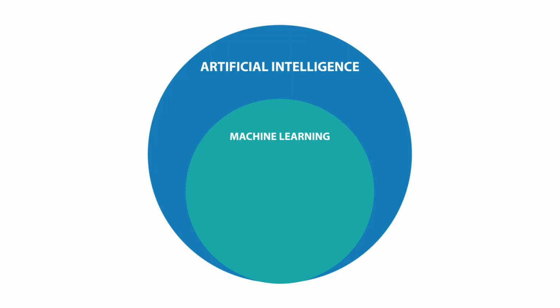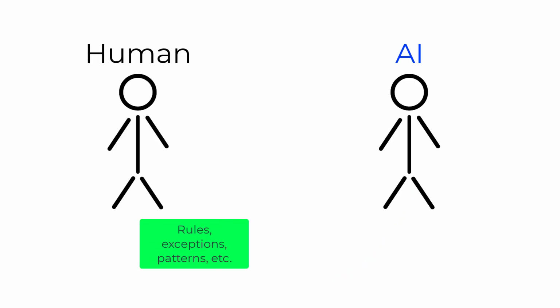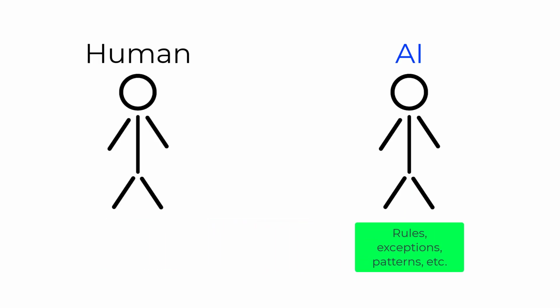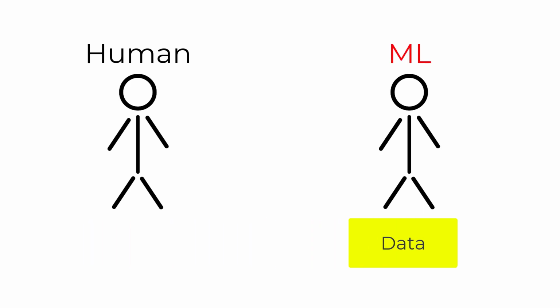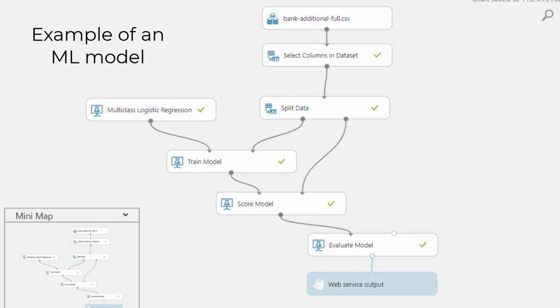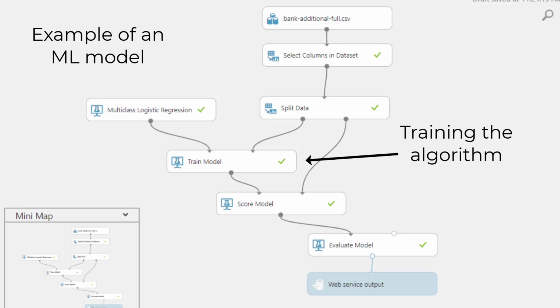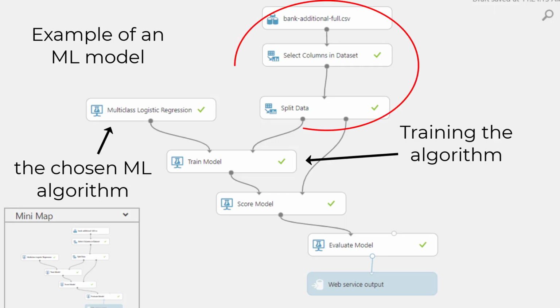Machine learning is a branch of artificial intelligence. The main difference between artificial intelligence and machine learning is that AI follows a set of rules and patterns it was given, while ML finds its own rules and patterns. Machine learning models are created by training a machine learning algorithm with data, which it uses to learn.